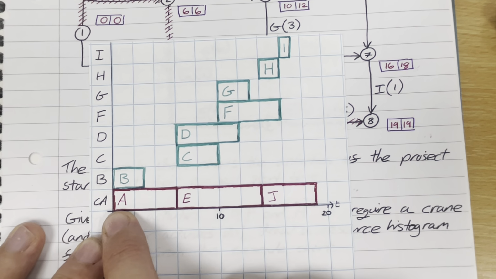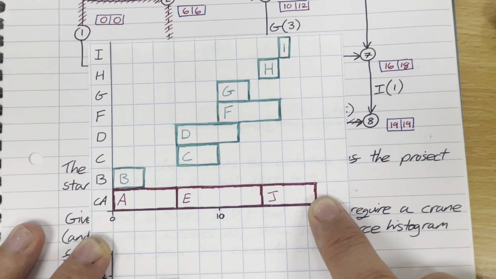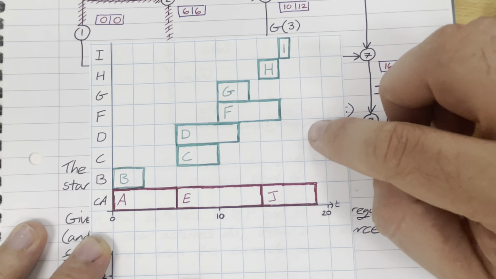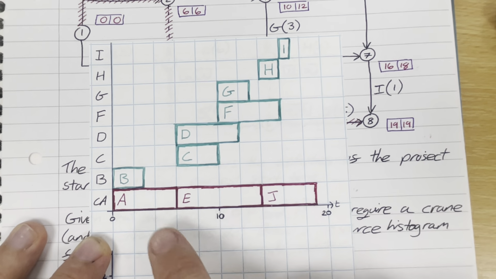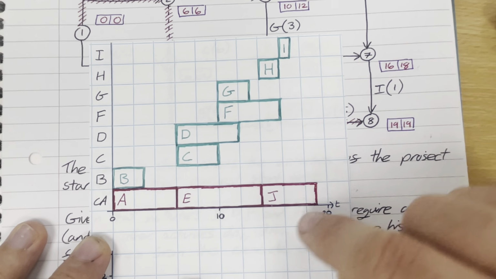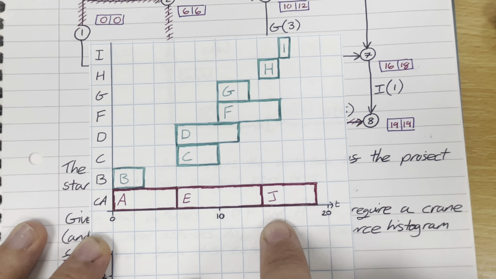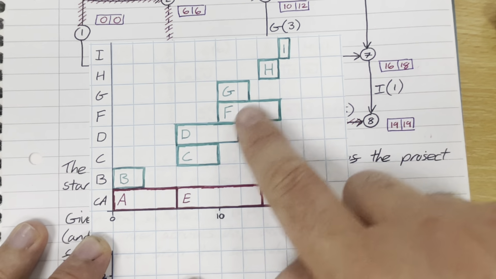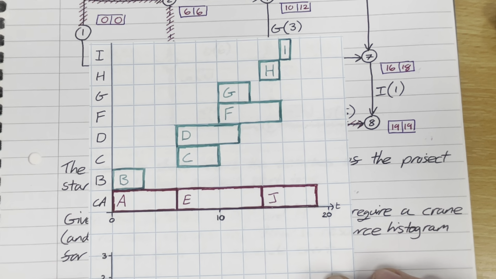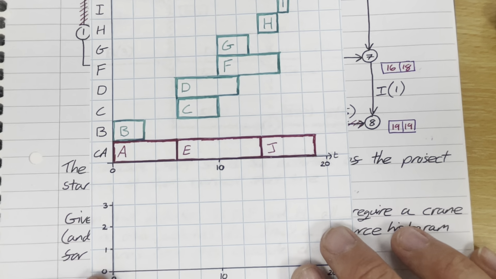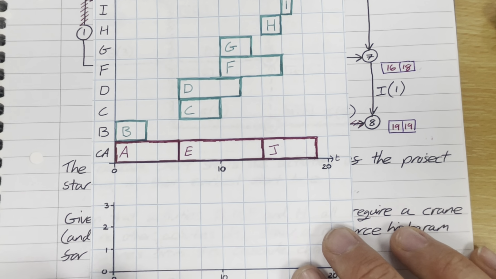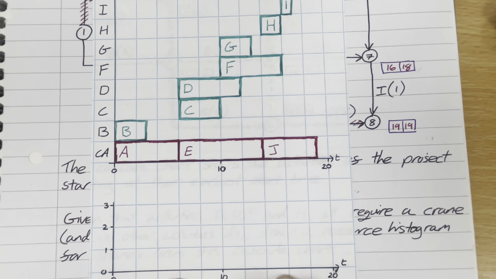What I've done here is I've put all the critical activities on one line, and then all the non-critical activities have their own line. So we've got B, C, D, F, G, H, and I, and that's because A, E, and J are all down here. So I've just condensed it a little bit so that all the critical activities are together, and then we can see where all the other activities occur. Underneath that, I've got my histogram, which is currently blank, and we're going to do a histogram for the cranes.